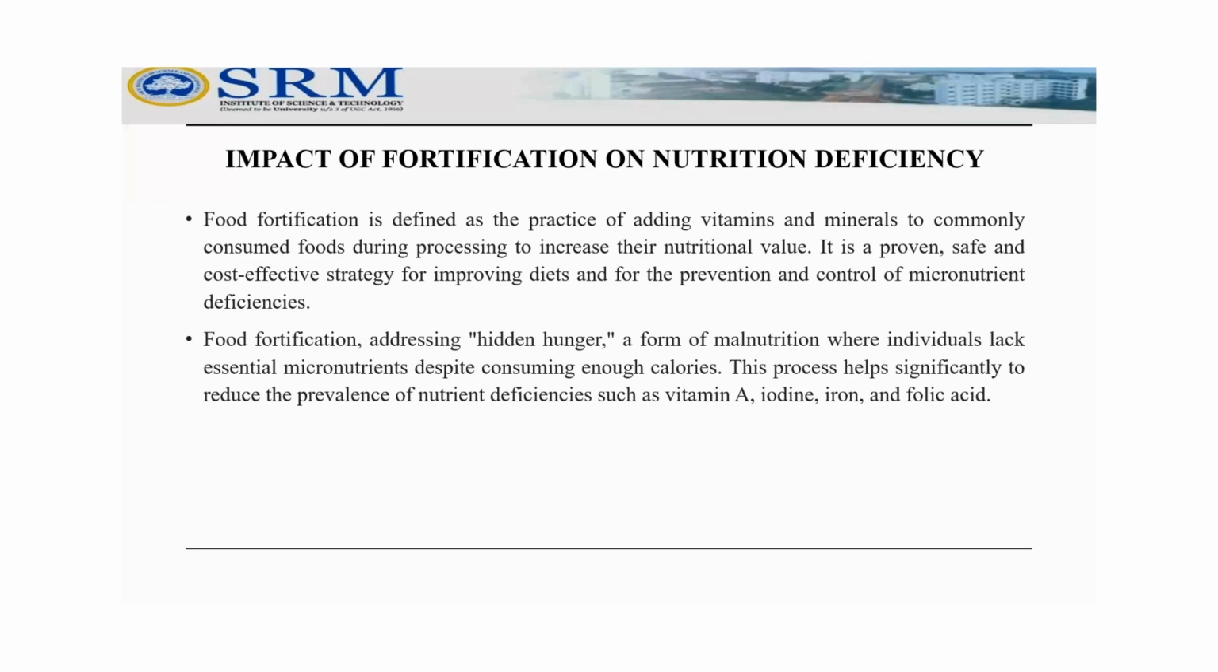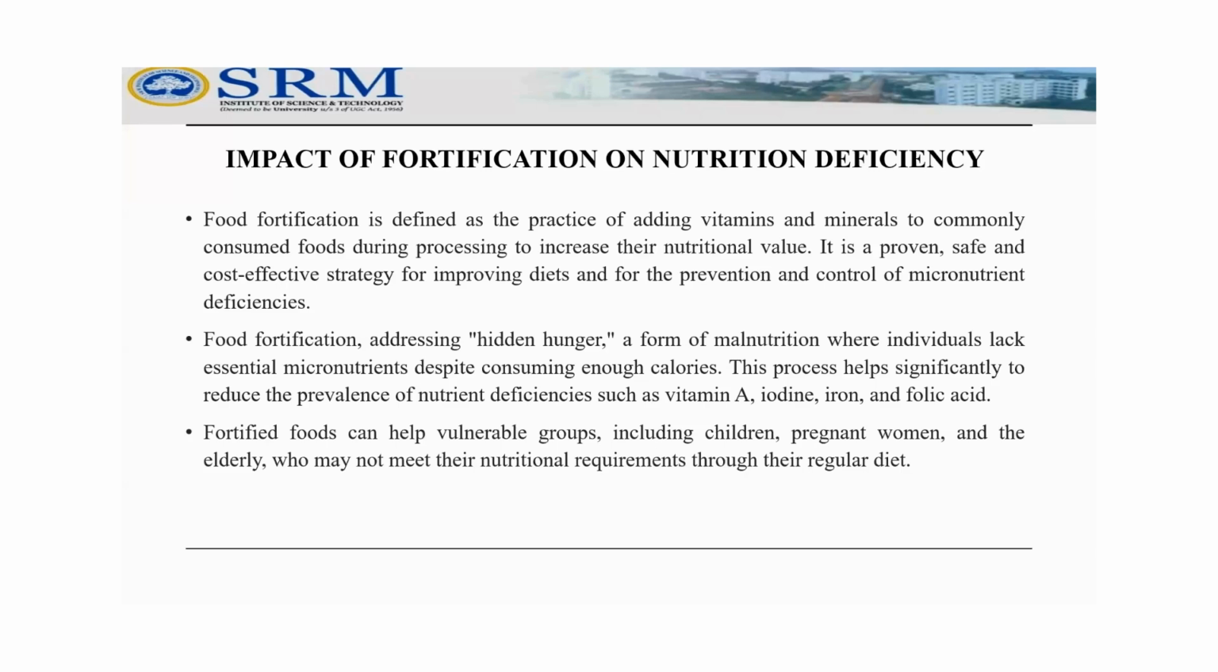So this process helps significantly to reduce the prevalence of nutrient deficiencies such as vitamin A, iodine, iron, and folic acid. Fortified foods can help vulnerable groups, including children, pregnant women, and the elderly, who may not meet their nutritional requirements through their regular diet. So fortified food mainly focuses on vulnerable groups. Vulnerable groups, as you all know, are children, pregnant women, and elderly people, who in general won't take sufficient nutrients. So this is one of the impacts of food fortification.